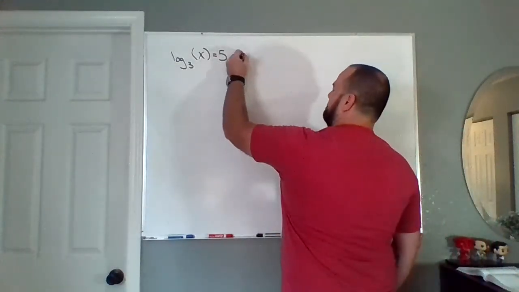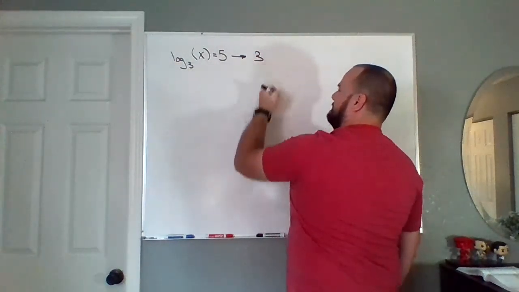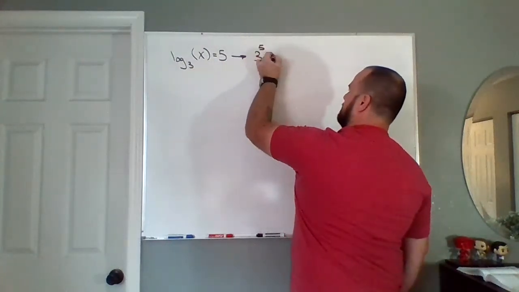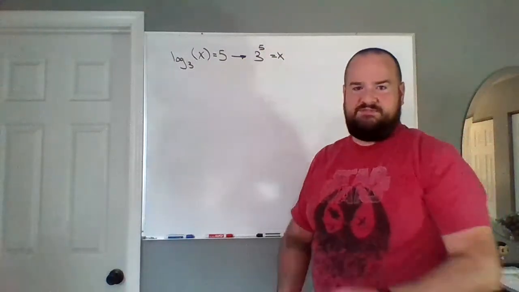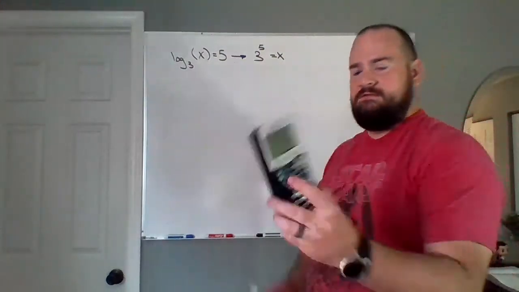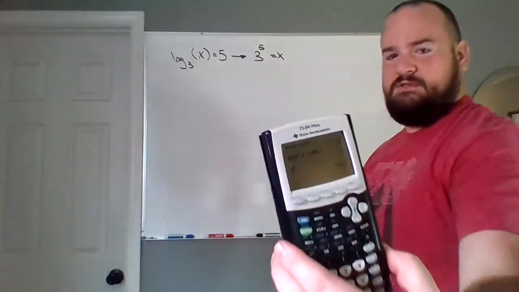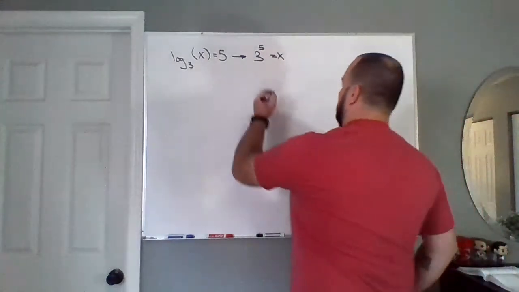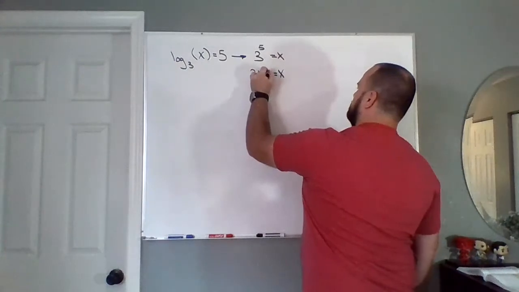And in doing that, the base stays the same, so I have base 3. Now the 5 is on the side without the base, so that comes over here. That equals x. Oh, look, x equals 3 to the 5th. So we just grab our lovely calculators, right? Unless you know 3 to the 5th by heart, which is good if you do. And that is a lovely little 243. So this tells me that my solution here is that x is equal to 243.